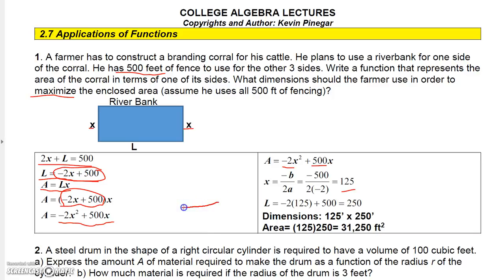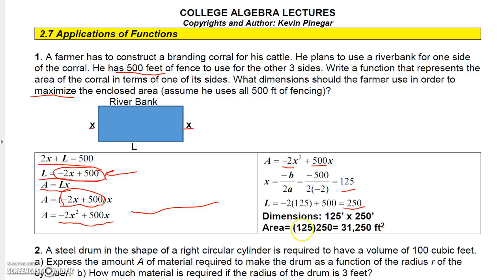And then if you go back right here, you can plug that X value of 125 into here to get your length, which is negative 2 times 125, which is negative 250, and then negative 250 plus 500 gives me 250. So the length is 250, so the distance from the bank would be 125 feet, and the length parallel to the bank would be 250 feet. So the dimensions would be 125 feet by 250 feet.